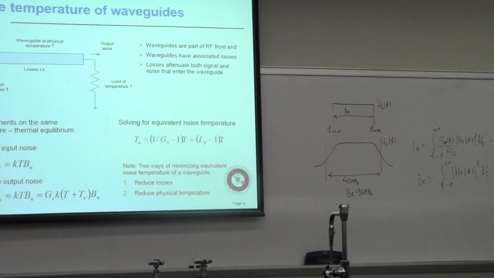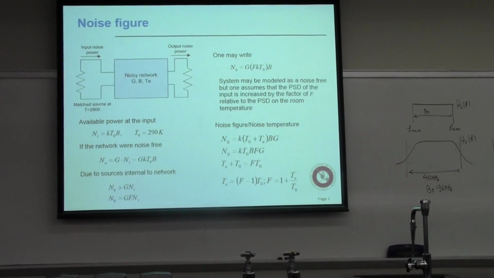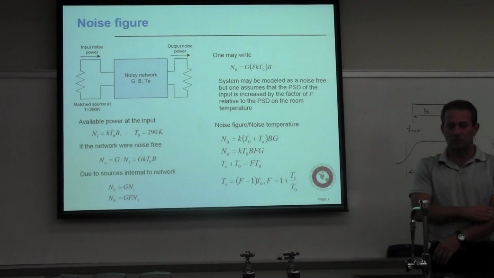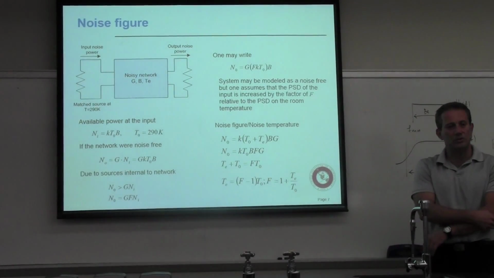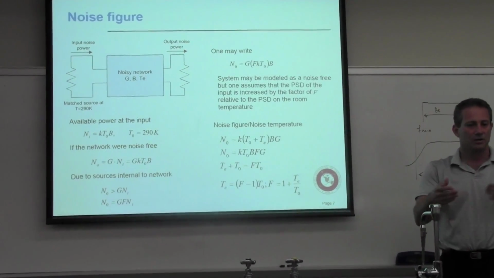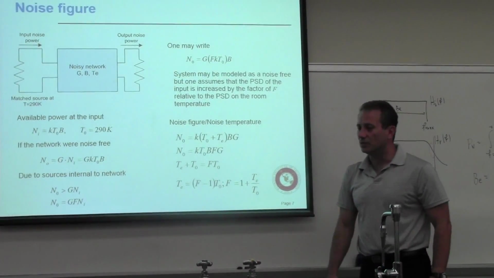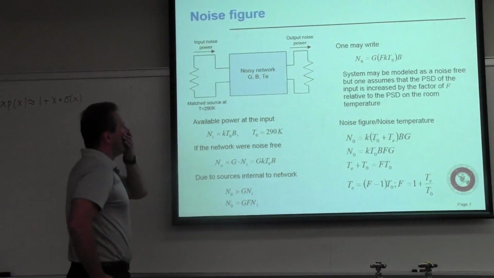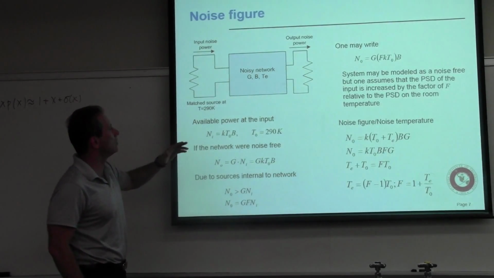So now, let me define the noise figure. Noise figure is related to the equivalent noise temperature. There's a slight twist to it. So let's define the noise figure here and find the relationship between the two. We're not going to be using noise figure a lot in this course, but it's important for you to know the relationship, or at least if you need it, so that you know how to convert between one and the other. Here's the story of the noise figure.